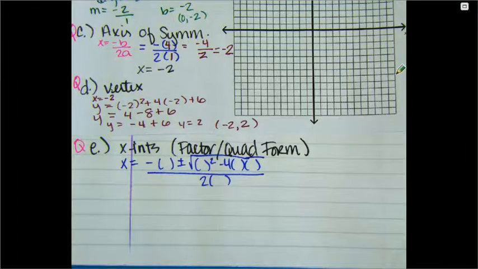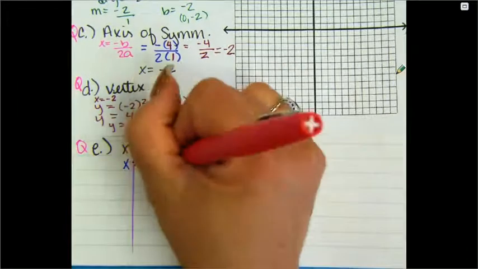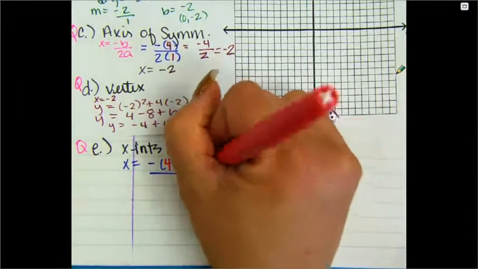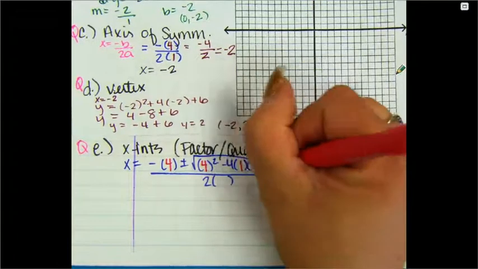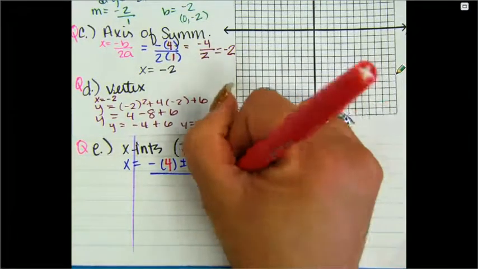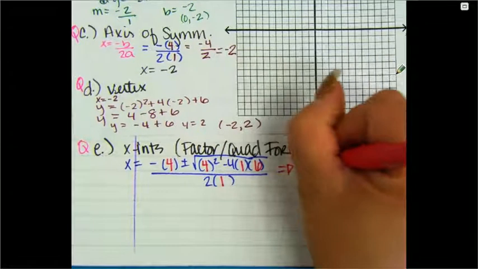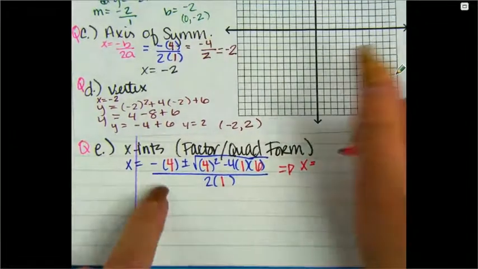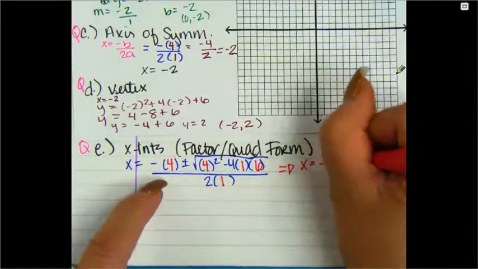So what goes in the first parenthesis? It's 4. The next one. 4. The next one? 1. Then? On the bottom? Good. I'm going to write it over here because I'm not having a lot of room. We multiply. Negative times 4 is? Negative 4. Plus or minus radical.